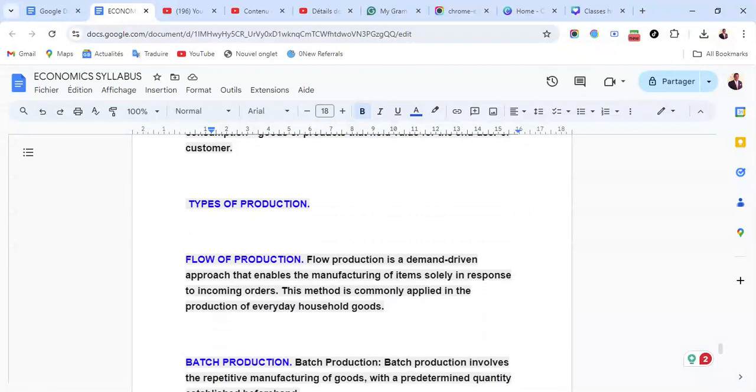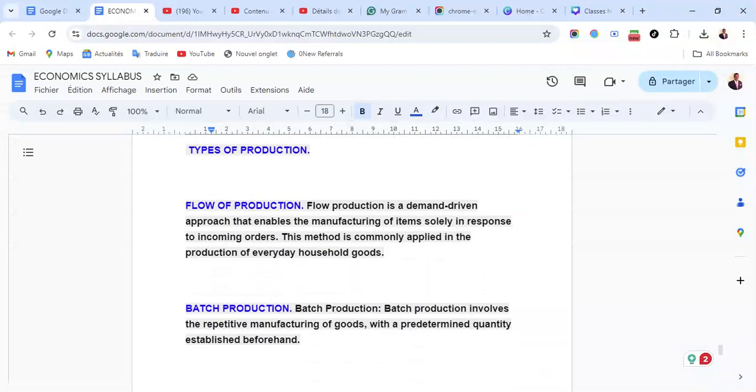Now we continue. We are going to look at the types of production. So what are the types of production? We have flow production. Flow production is a demand-driven approach that enables the manufacturing of items solely in response to incoming orders. This method is commonly applied in the production of everyday household goods.